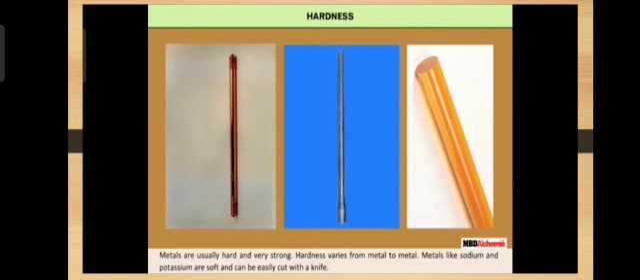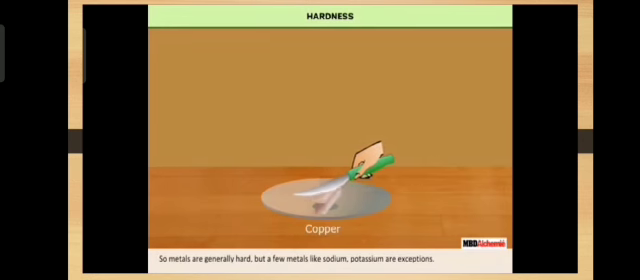Metals are usually hard and very strong. Hardness varies from metal to metal. Metals like sodium and potassium are soft and can be easily cut with a knife, while aluminium, copper and iron cannot be cut with a knife.